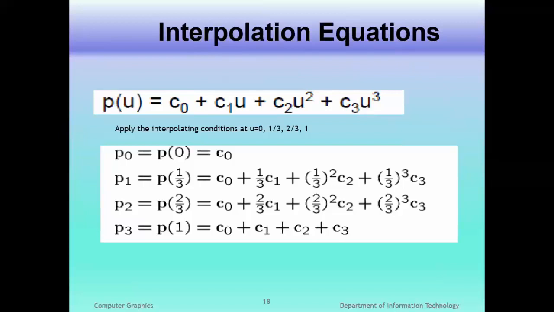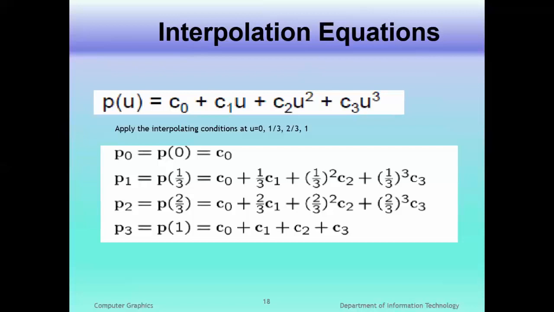Putting this in the interpolation equation, P of u is equal to C0 plus C1 u plus C2 u square plus C3 u cube. Apply the interpolating conditions at u equal to 0, 1 by 3, 2 by 3 and 1. We get P0 by putting P of 0 as C0, and P1 as P of 1 by 3, that is C0 plus 1 by 3 C1 plus 1 by 3 square C2 plus 1 by 3 cube C3.